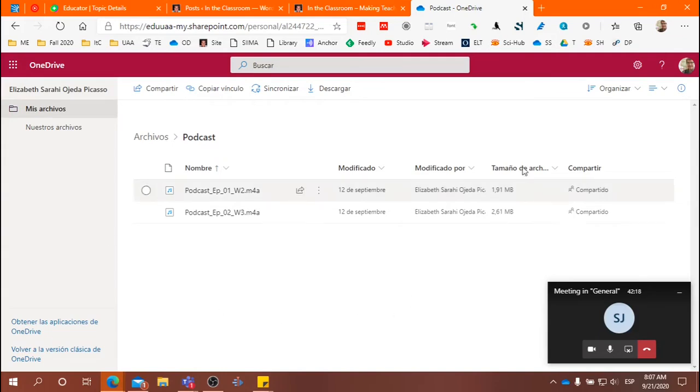Make sure the link, your hypertext, goes to a shared folder, not a shared file. Again, these are files, and this folder is going to include all of the files for your episodes.